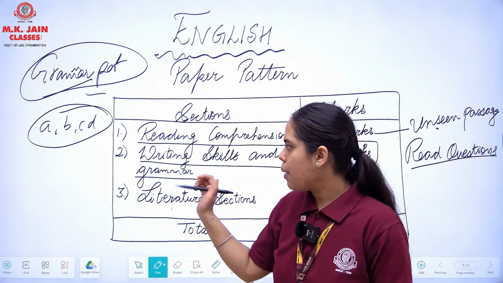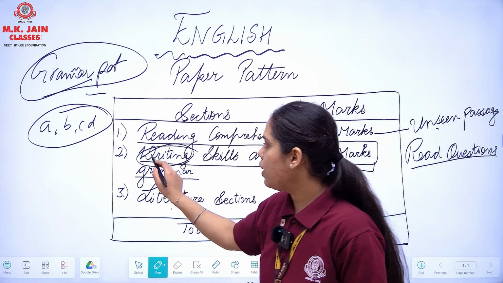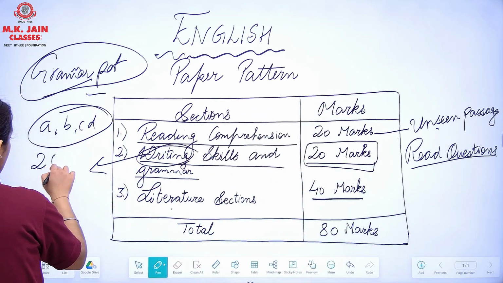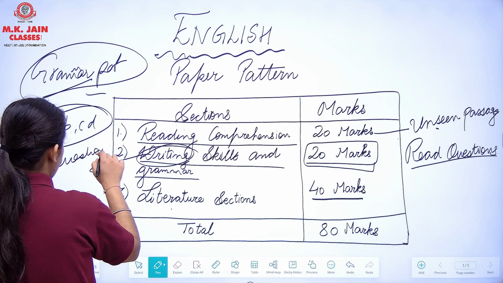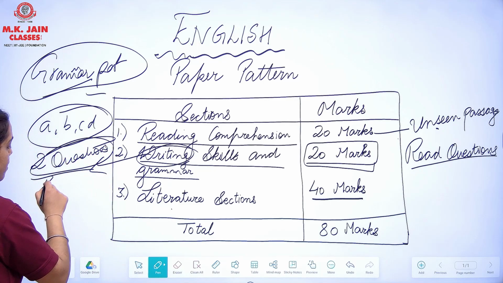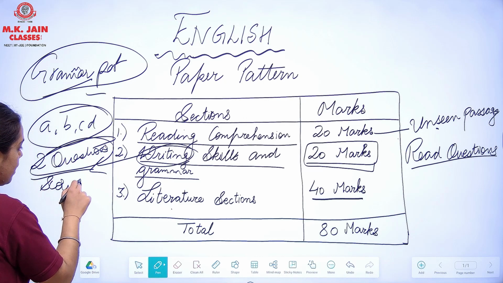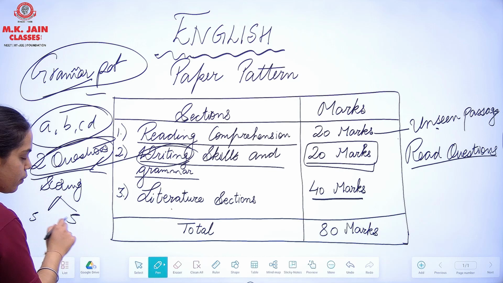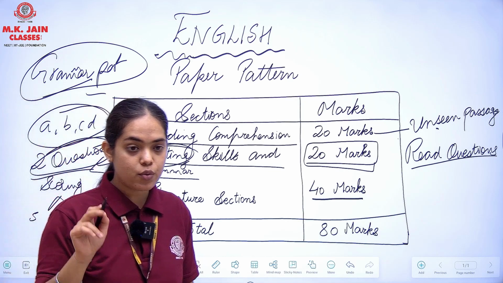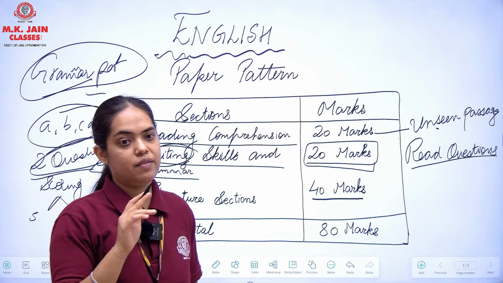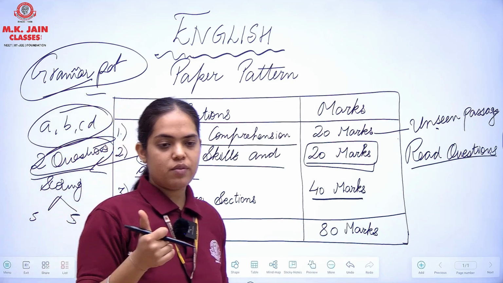Coming to the writing section, you will have 2 questions, and I say that these are very scoring questions. You will have 2 questions of 5 marks each, and they are going to be very scoring. You can get full marks here in the 5 mark questions. One question will be your writing part.